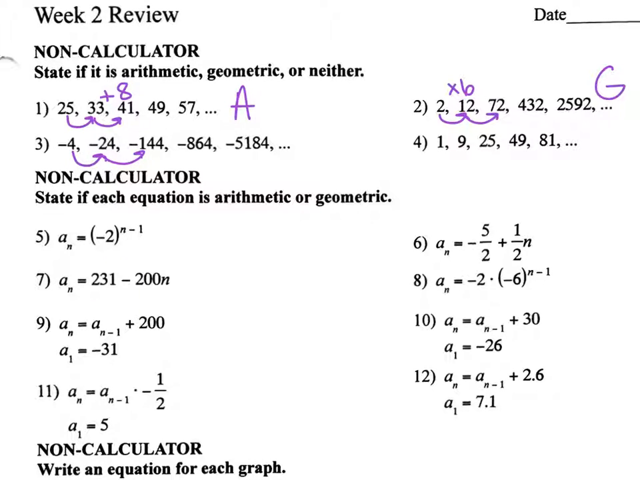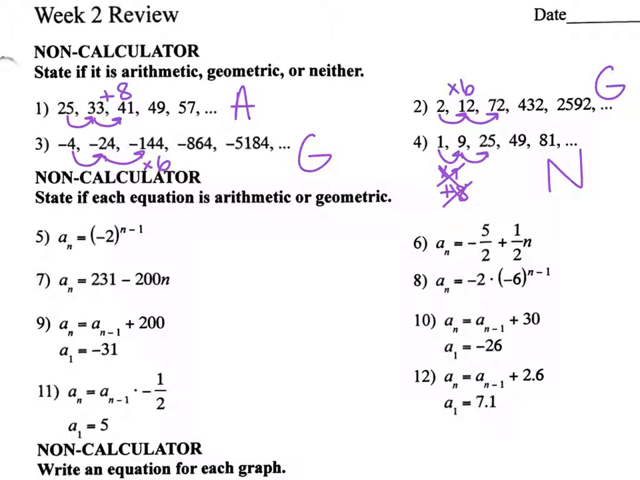It looks like number 3 is pretty similar. We're multiplying by 6, so that's geometric again. Number 4 is not multiplying by anything, like that's times 9, but 9 times 9 is certainly not 25. And you could try plus 8, but 9 plus 8 is also not 25. So that means this one is neither.